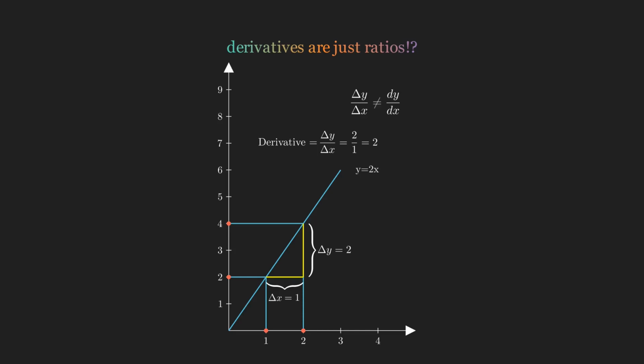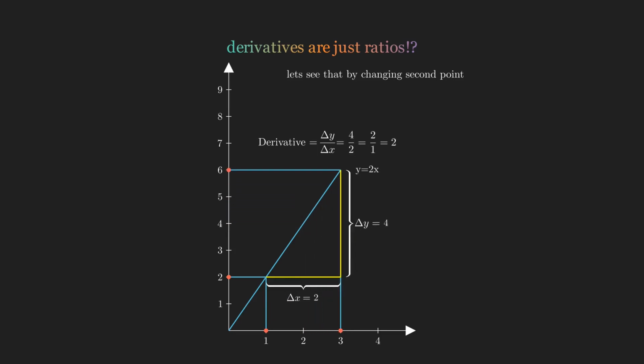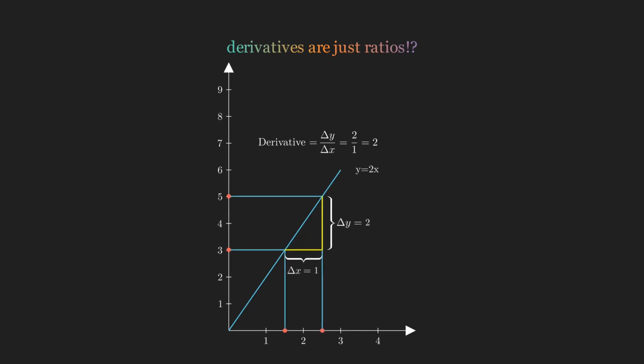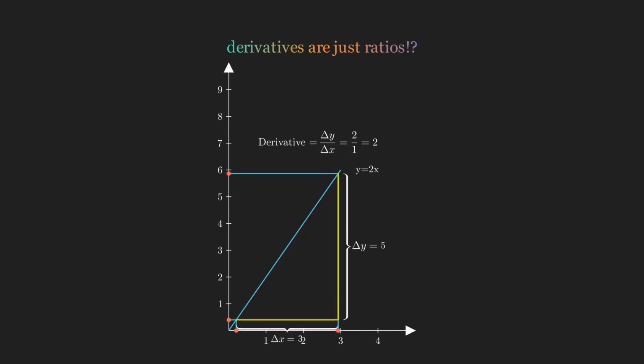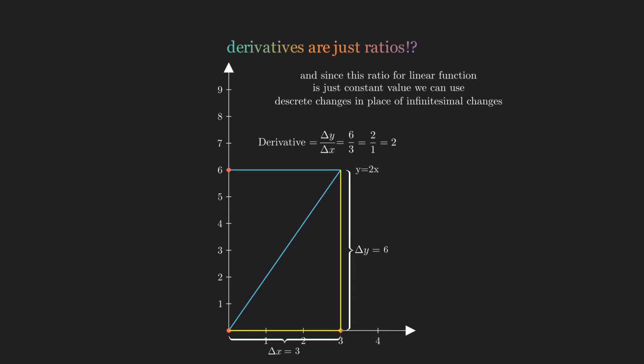And yes, you will be right, they are not the same, but for linear functions, no matter how small or big the steps you take, the ratio of the change in y to the change in x is the same. Well, let's verify by changing the second point. At all points, no matter how big or small the change in x is, the change in y is fixed in comparison to the change in x. Thus, we get a constant value when we take the ratio of delta y over delta x. And since this ratio for a linear function is just a constant value, we can use discrete changes in place of infinitesimally small changes.